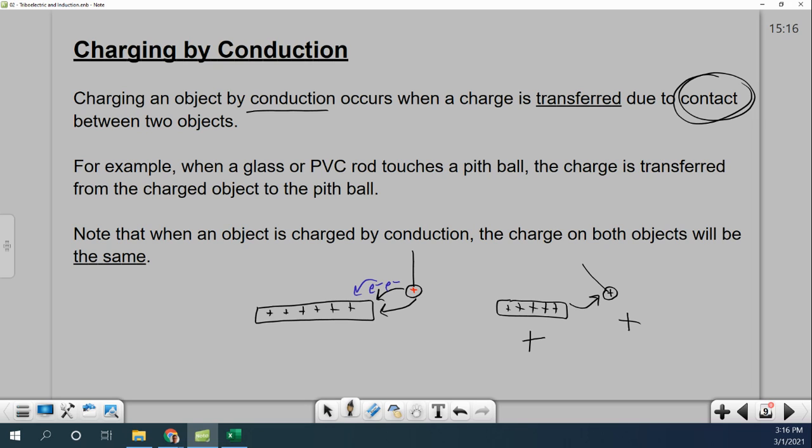If I had a negative rod, it would do the opposite. It would push electrons onto the pith ball. Negative rod would make negative ball. Now those electrons aren't gone, just to remind you, they're inside the rod somewhere, but because the rod is so big, the electrons don't make enough of a difference to neutralize it. The rod would be very slightly less positive. Let's put it that way.